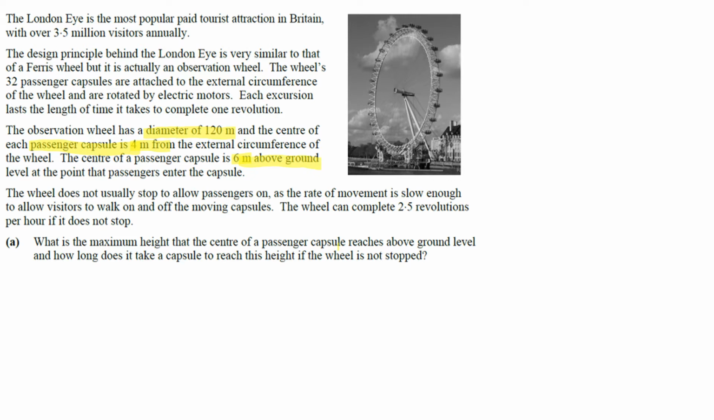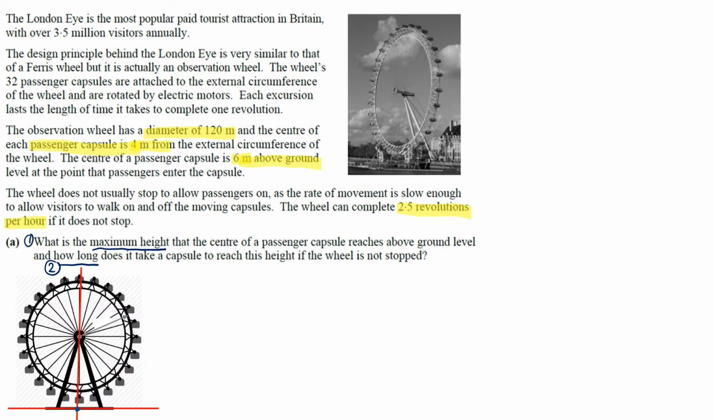So the wheel does not usually stop to allow passengers on, as the rate of movement is slow enough to allow visitors to walk on and off the moving capsule. The wheel can complete 2.5 revolutions per hour if it does not stop. So the question asks, what is the maximum height? We've actually two parts to this question. First, what is the maximum height that the center of the passenger capsule reaches above ground level? And two, how long does it take for the capsule to reach this height if the wheel is not stopped? So really that's our half a rotation.